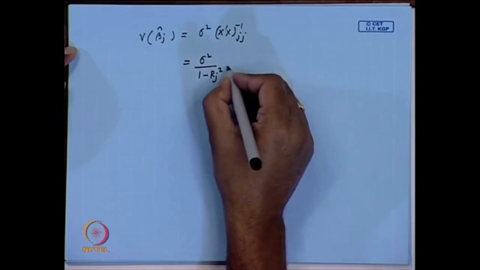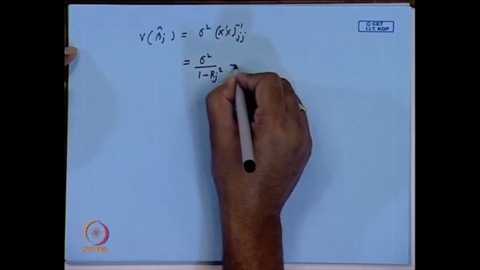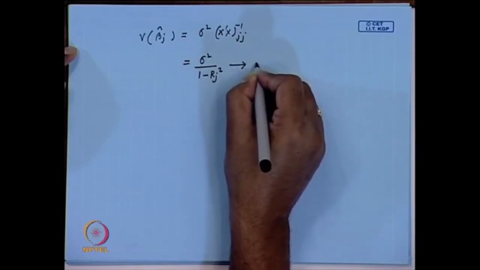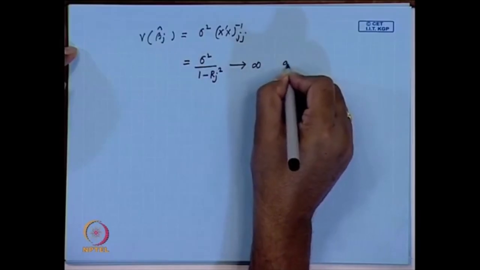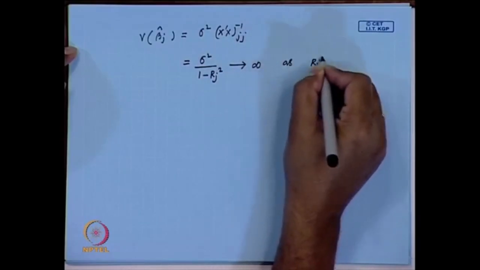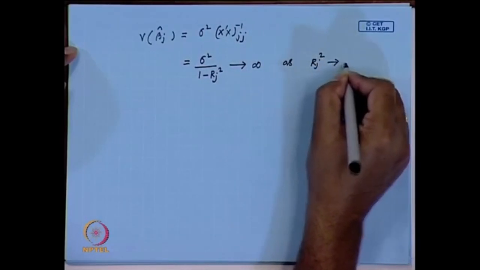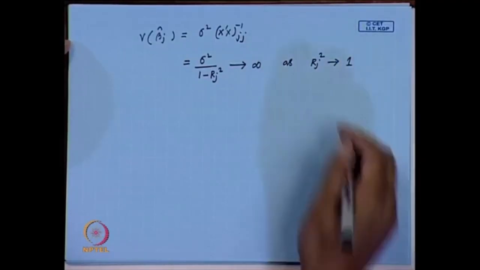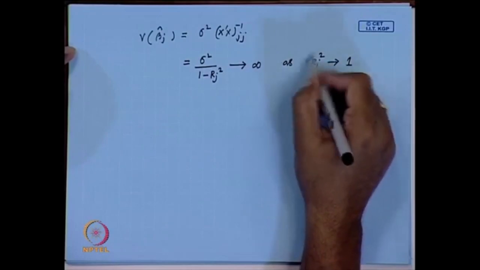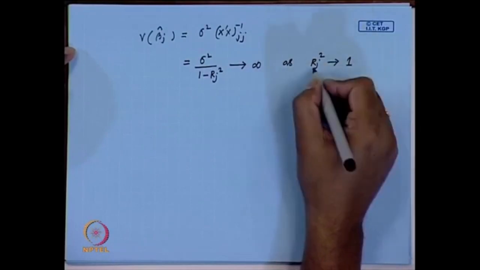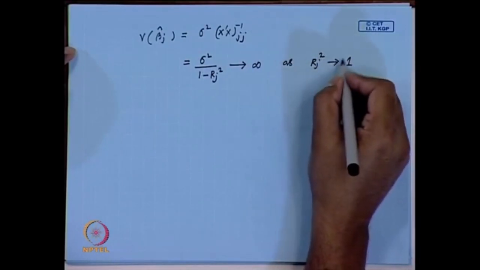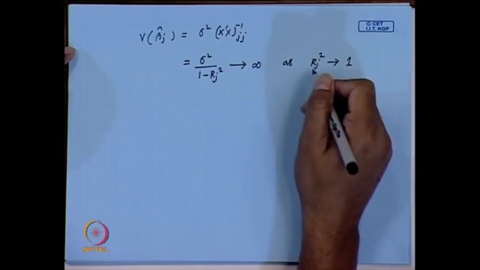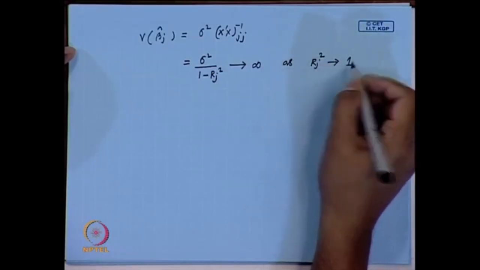and the jjth element is equal to sigma square by 1 minus Rj square. Okay. So, this tends to infinity as Rj square tends to 1. Most of the time we write this in terms of percentage. So, Rj square is 100% means that Rj square tends to 1.